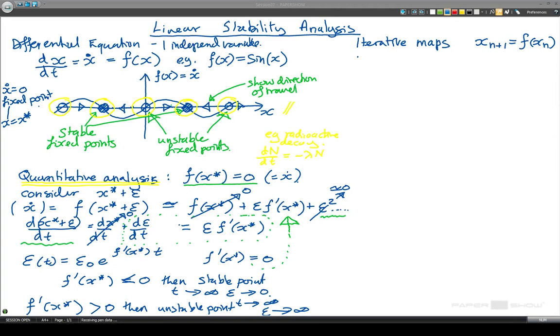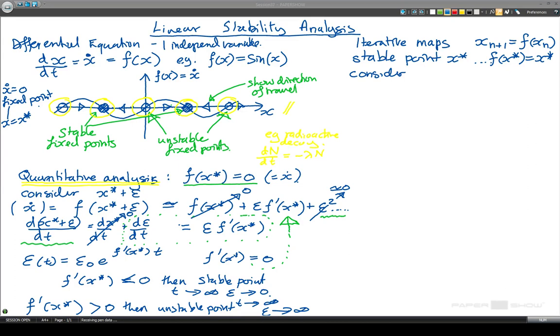Now, we can still have stable points, but in this case, a fixed point, x star, is where f of x star equals x star. If we put x star into our function, we get the same number coming out the other side. I said stable point there, but that's a fixed point. I made a mistake there.